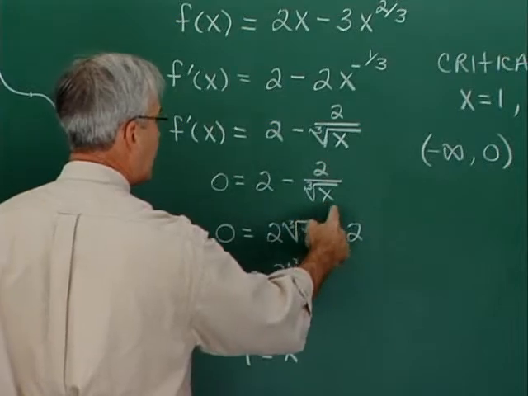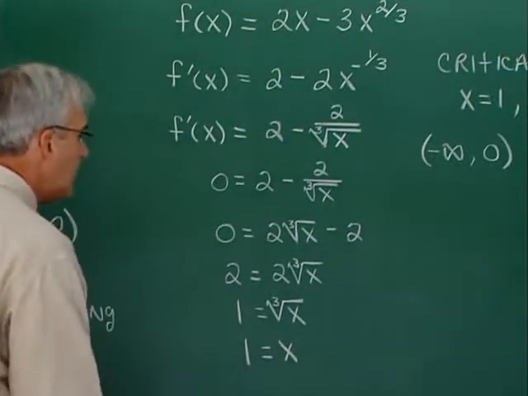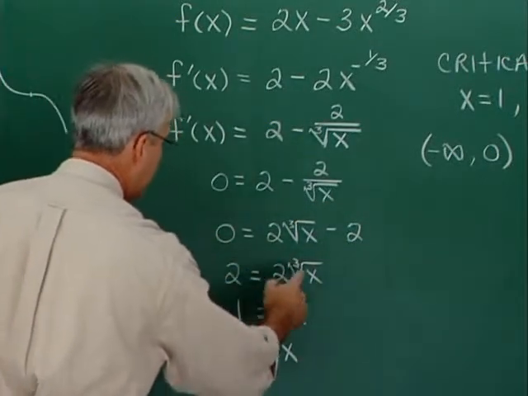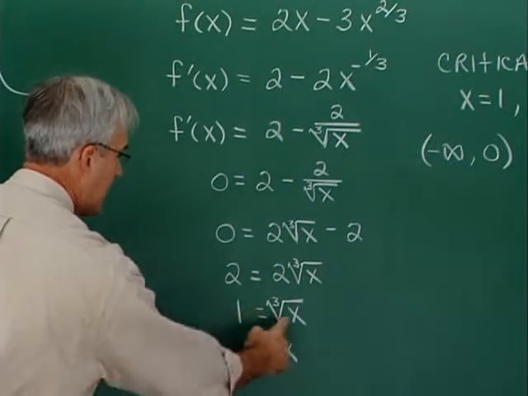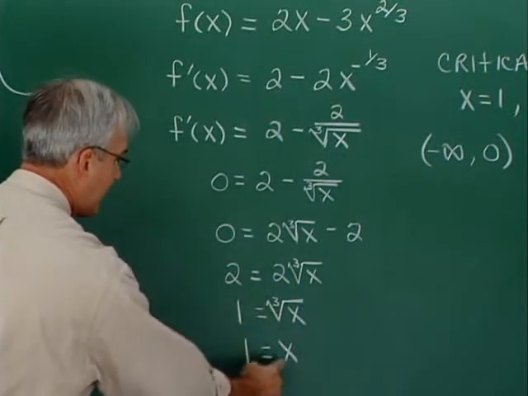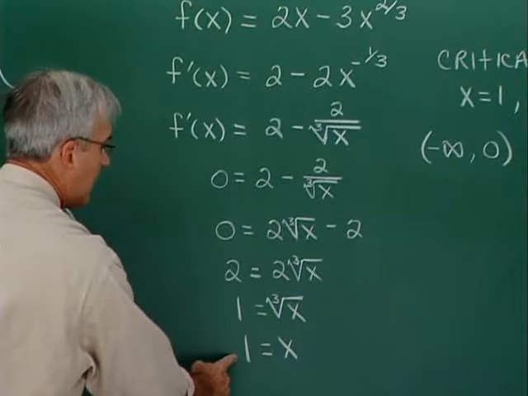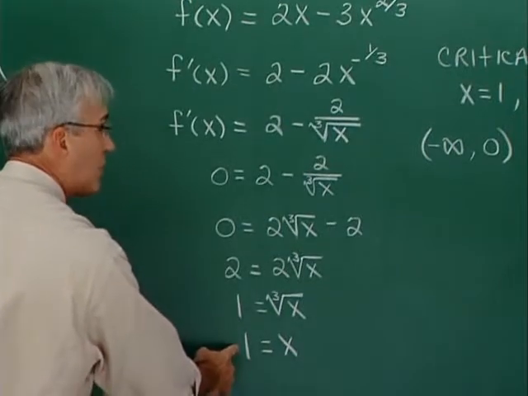Here we get a cancellation, leaving the negative 2. Now adding 2 on both sides, we get this. Divide by 2 on both sides, we get this. Cube on both sides, and we find x to be 1. Well, x equals 1 then is another critical value.